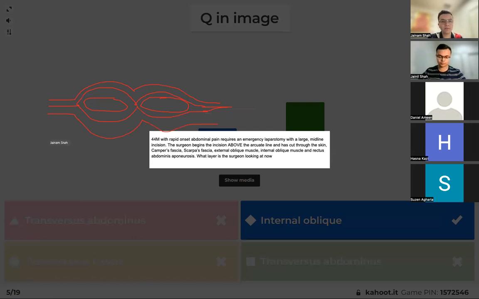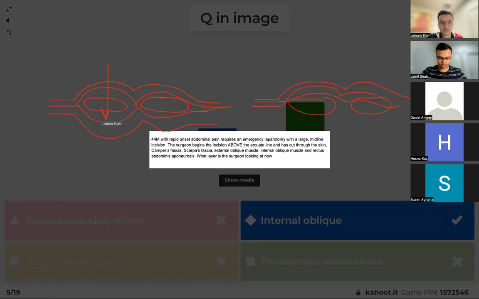If you think about below the arcuate line, again, you've got the same gross structuring. So you've still got your rectus abdominis, but now everything is in front. So there's no reason for the internal obliques to split anymore. So you just end up having this really nice, simple arrangement: you've got the external oblique, you've got the internal oblique, and then you have your transversus abdominis. That's it.